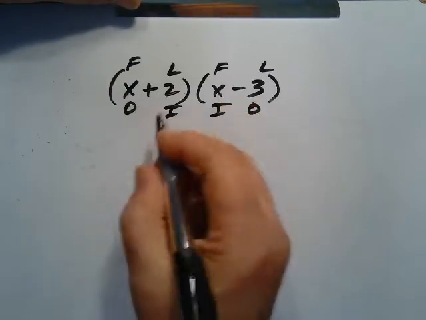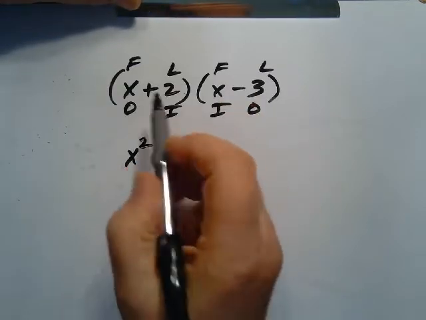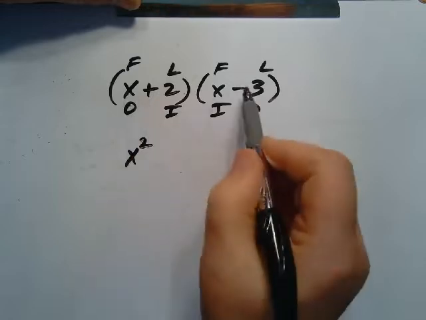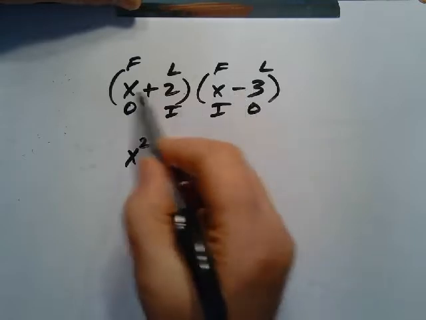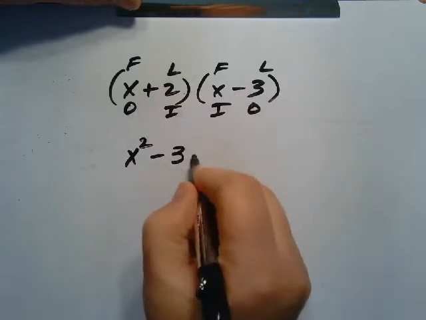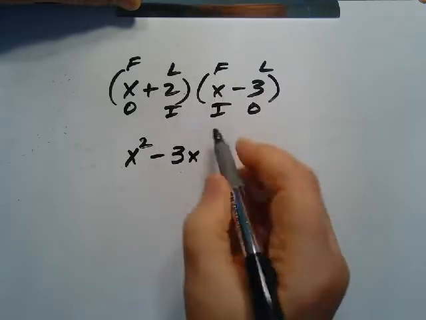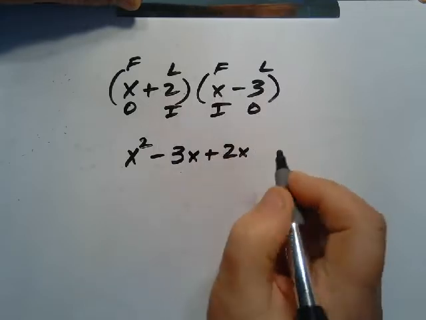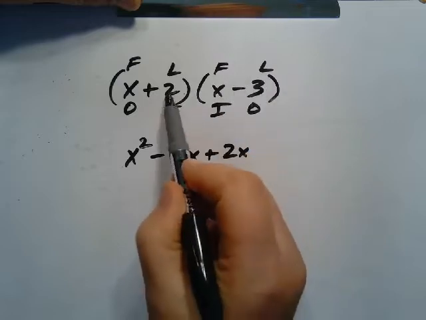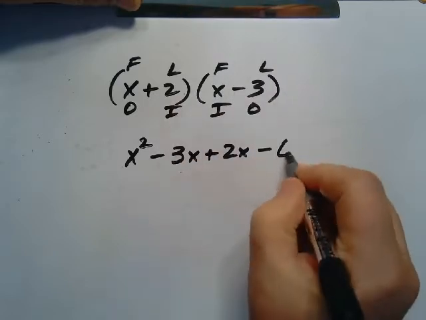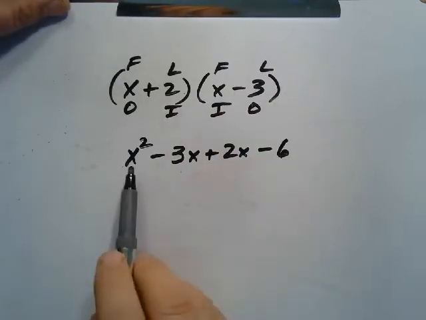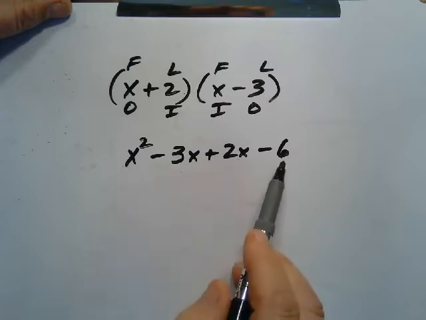X times x is x squared. Outer now, x times a negative 3. See, there's a sign there. X times a negative 3 is a negative 3x. And then inner, positive 2 times x is 2x. And then last, 2 times a negative 3 is a negative 6. So there we've done 4 things. First, outer, inner, and last.